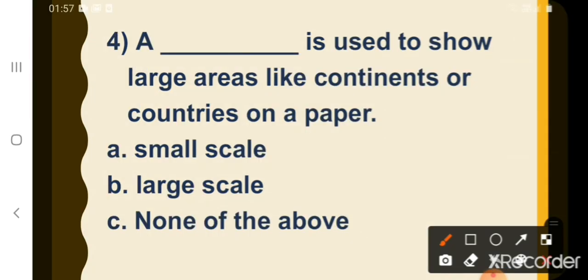Fourth one. A dash is used to show large areas like continents or countries on a paper. A. Small scale, B. Large scale, C. None of the above. What's the correct option? Yes, A. Small scale. A small scale is used to show large areas like continents or countries on a paper.